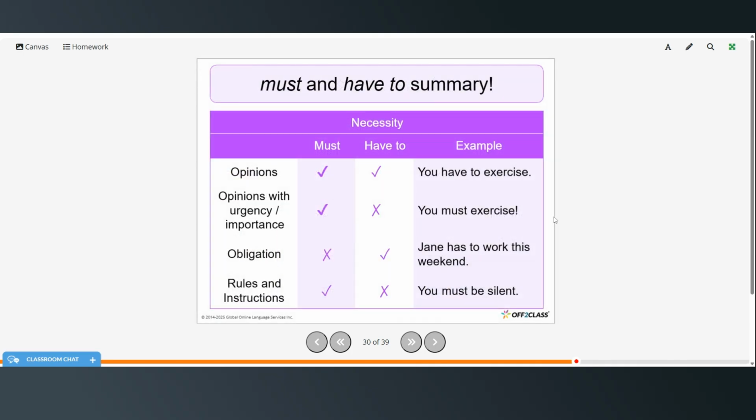So here is a summary of must and have to. For opinions, you can use both must and have to. You have to exercise or you must exercise. For opinions with urgency and importance, you would use must. For obligation, you would use have to or has to. And for rules and instructions, you would use must.